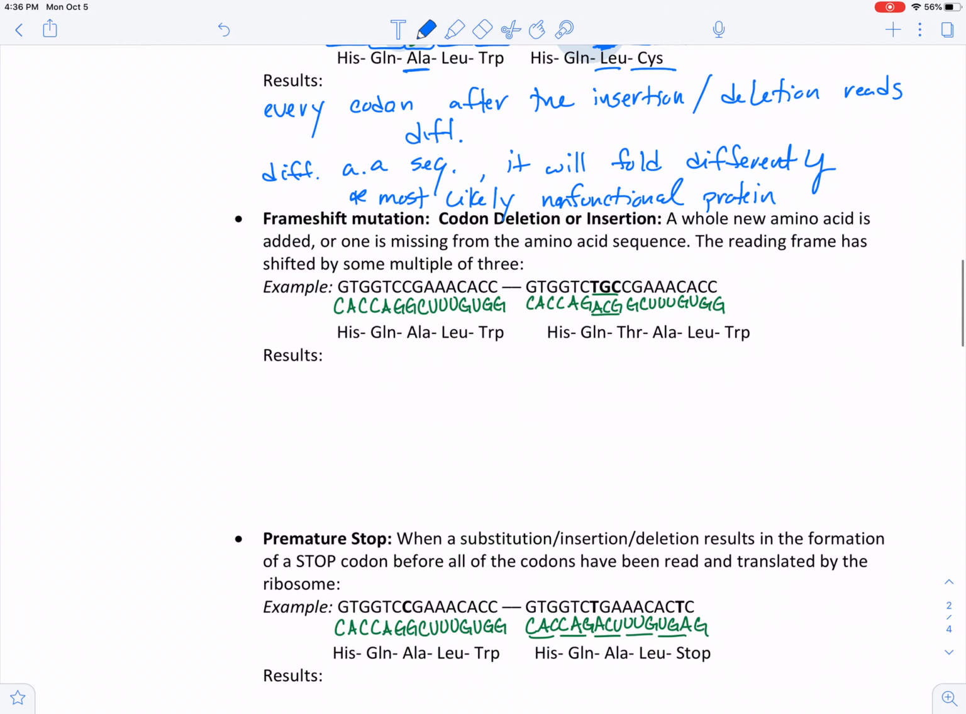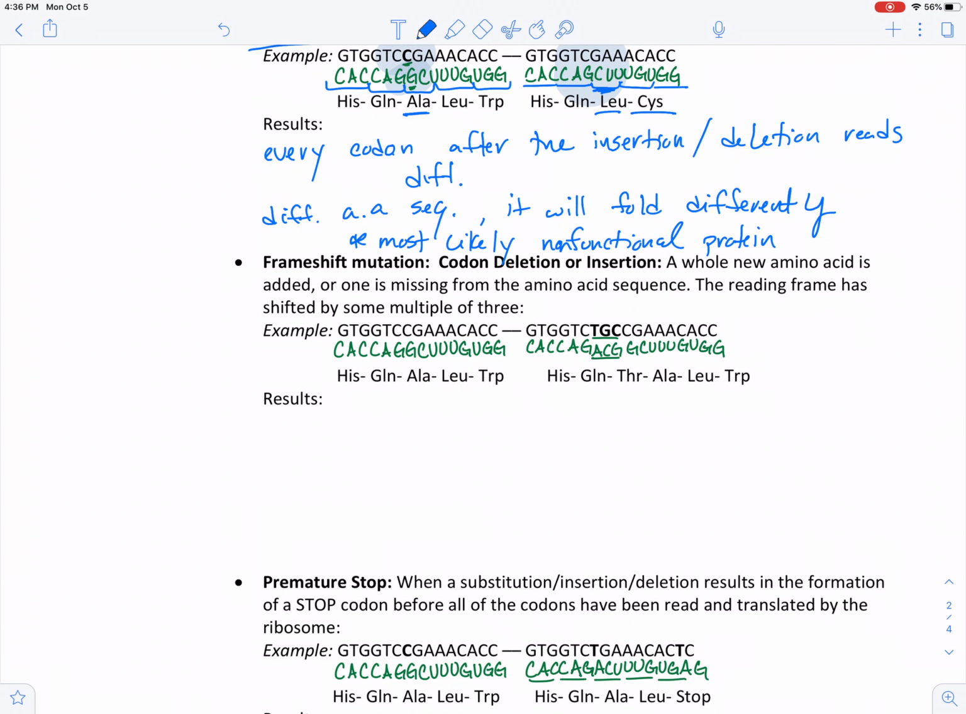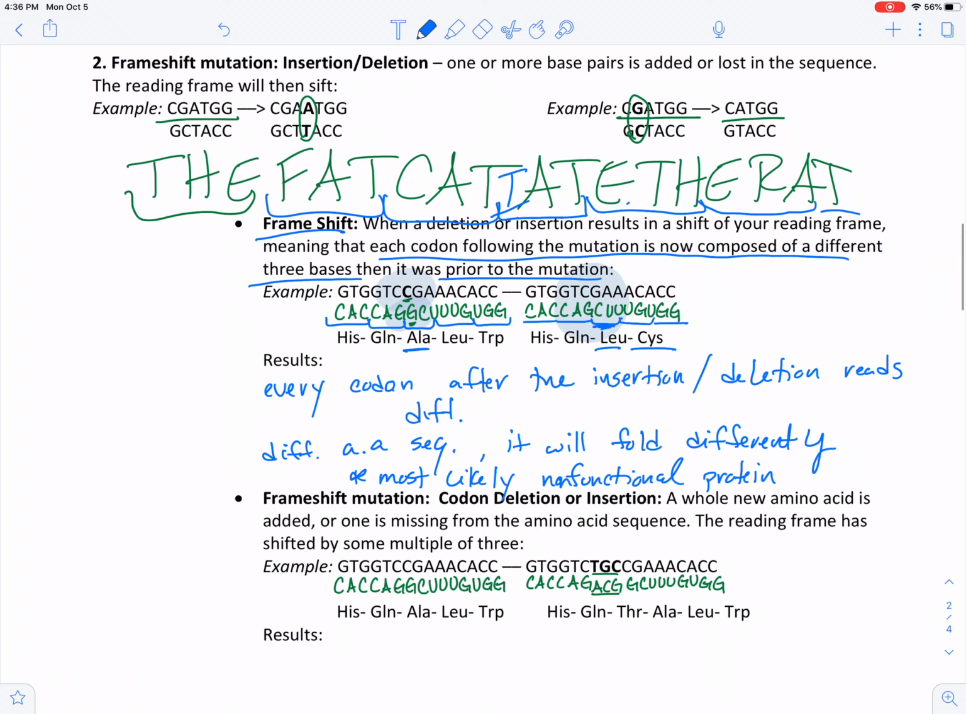All right. A frame shift mutation where you get a whole codon that's deleted or inserted. So a whole new amino acid is added or one is missing from the amino acid sequence. So basically the idea here is we've shifted our frame by 3. So just like point mutations, you can have additional frame shift mutations. So let's say in this particular scenario of the fat cat ate the rat, that in this scenario, if you delete 2 of them, right, this is still just a regular frame shift mutation because every 3 still reads differently, right?